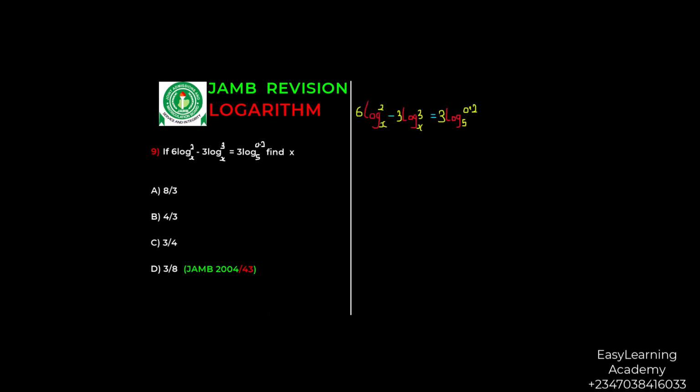Okay, so let's start to solve this. And the first thing we're going to do will be for us to rewrite it. So rewriting it, the first part, 6 log 2 base x. This 6 here is coming to the 2 to become its power. So this will become log 2 raised to the power of 6, and the base is going to remain.